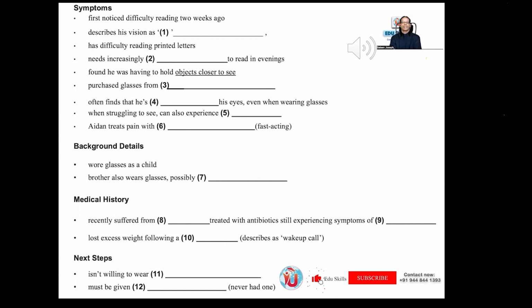And often finds that he is dash his eyes. Doing something with eyes, right? He is dash his eyes means some action of the eyes. Was there any word which was an action of eyes? You remember? Okay. And when struggling to see, can also experience something. Experience what? Headache. Yeah, headache.